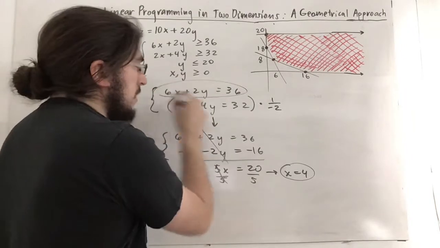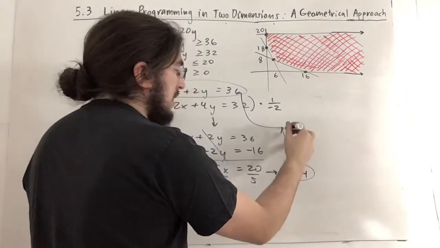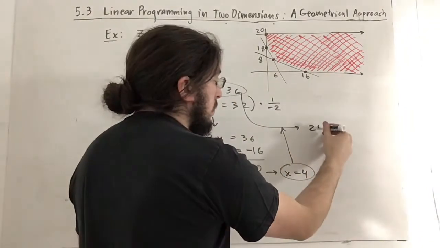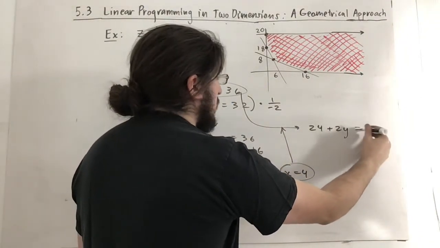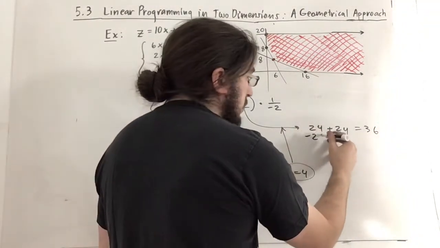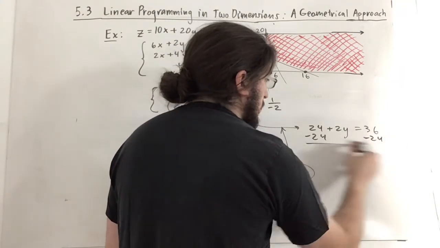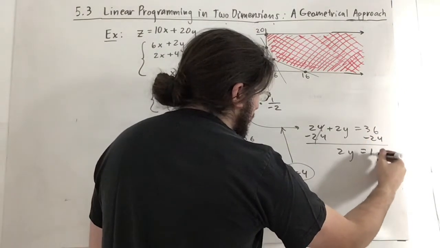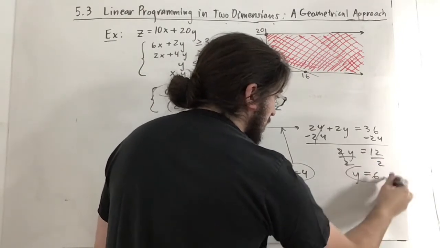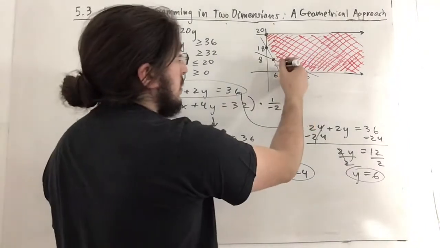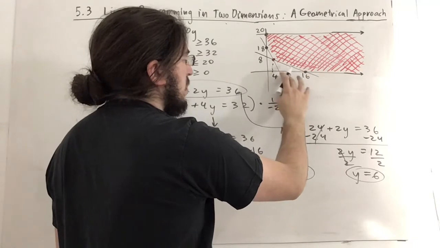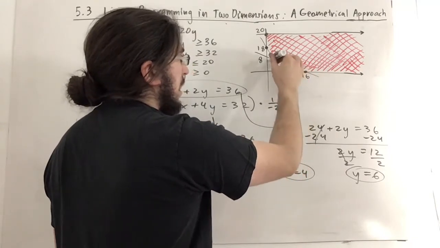Plugging x equals 4 into the top equation gives us 6 times 4, which is 24, plus 2y is equal to 36. Okay, subtract 24, divide by 2. 2y is equal to 12, divide by 2, we get y is 6. So this point is 4, 6. So that's 4, and this value is 6.